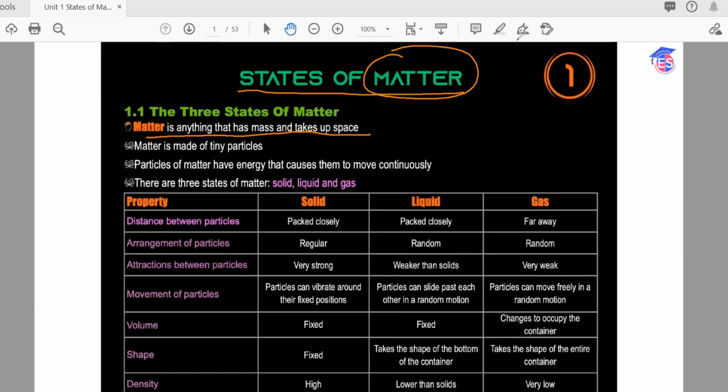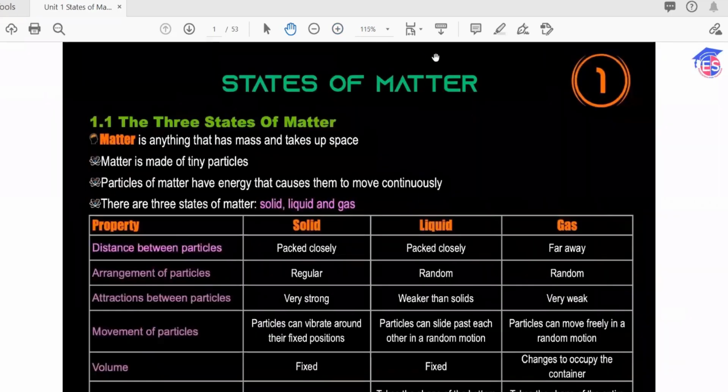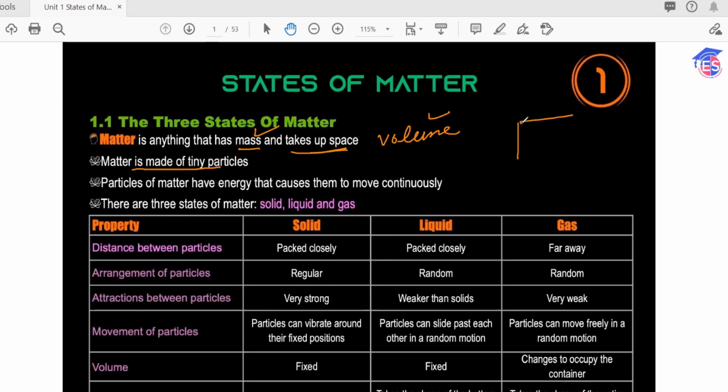In other words, we can say everything around us is made of matter. So in simple words, anything that has mass and takes up space. Sometimes instead of space, they use the word volume: anything that has mass and volume is known as matter. So matter is made of tiny particles. For example, this is the matter.